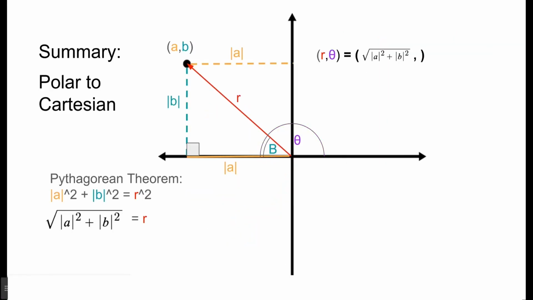In summary, for Cartesian to polar coordinates, if we have a Cartesian coordinate of a, b, then we know that we have some right triangle in which we can measure the radius using the Pythagorean theorem, always giving us the square root of a squared plus b squared. And the angle theta, we can just use right triangle trig for. It always will depend on the coordinate you're in.